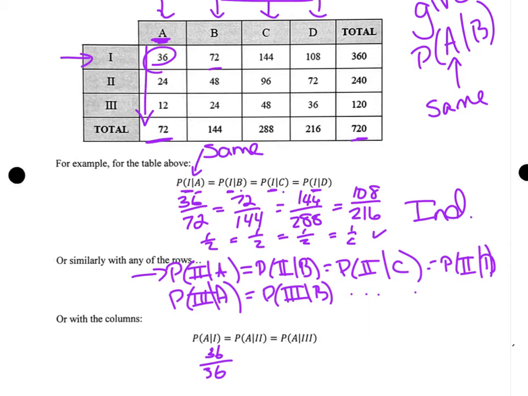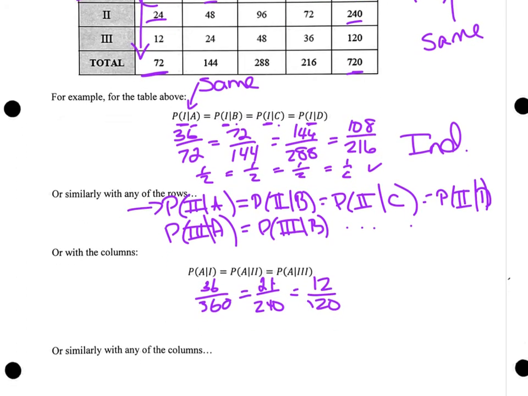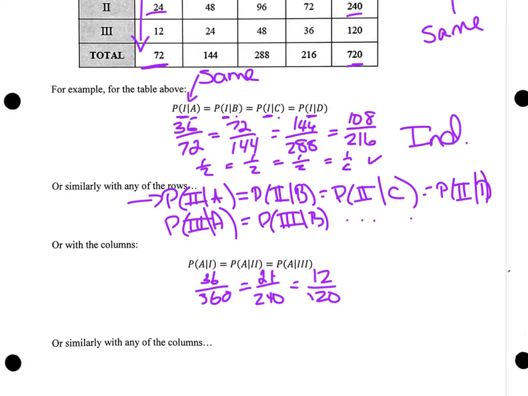Sorry, it froze up for a second. Okay, 36 over 360, then 24 over 240, and 12 over 120. Those are obviously the same. They're 1 over 10, 1 over 10, 1 over 10. So these are independent.